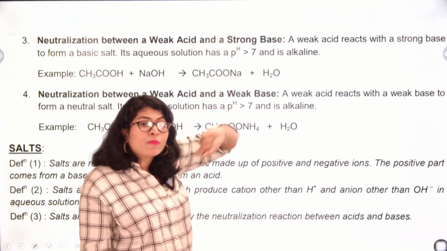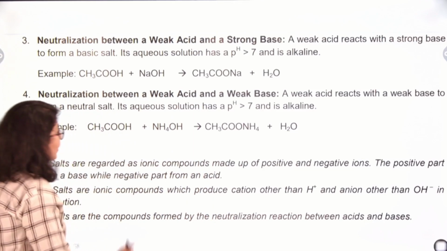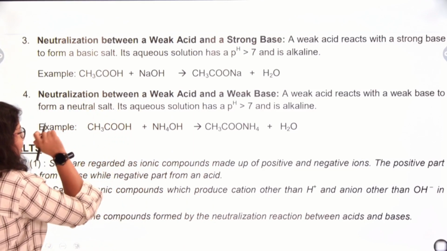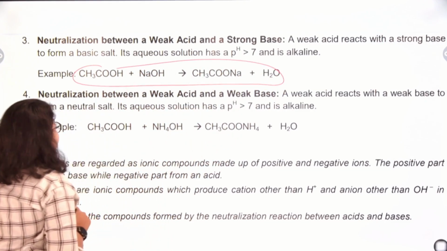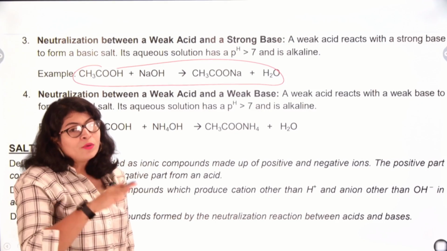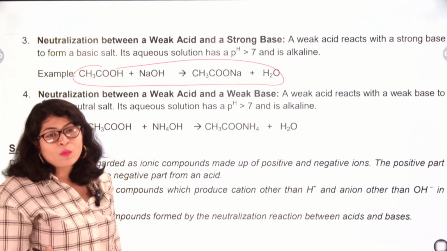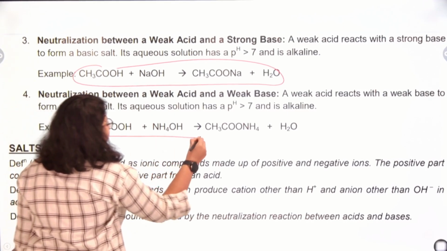So, the salt formed will be a strong or a basic salt. Okay. pH is greater than 7 and is alkaline. Example is CH3COONa. Neutralization between a weak acid and a weak base: here also both the counter ions are soluble, so the salt formed will be a neutral salt. The one between CH3COOH and NH4OH.